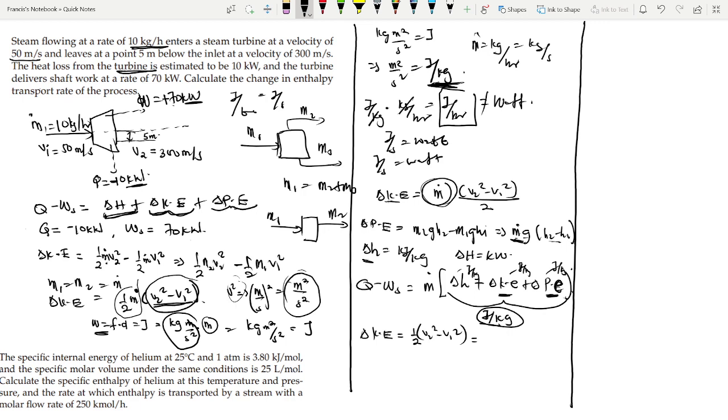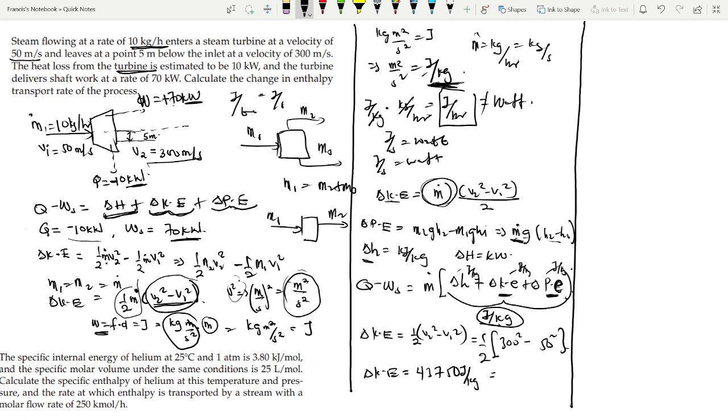Because from here, v squared is meter squared per second squared, and that is joules per kilogram. So we have v2, our final velocity, which was 300. So 300 squared minus 50 squared. The change in kinetic energy becomes half times 300 squared minus 50 squared. So we get 43750 joules per kilogram. Now, our K and W here are in kilowatts.